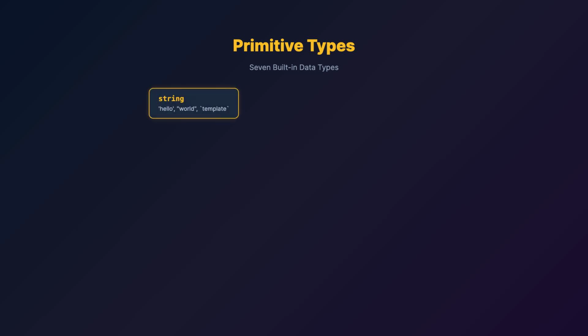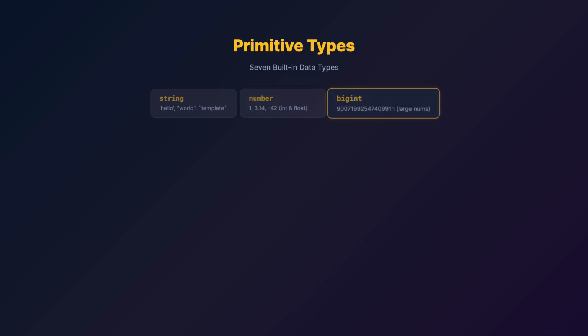JavaScript has 7 primitive types. String is text. Wrap it in single quotes, double quotes, or backticks. Strings are immutable. You can't change a character in place. Number handles both integers and decimals. JavaScript doesn't have separate int and float types. 1, 3.14, -42, they're all just number. Be careful with floating point. 0.1 plus 0.2 does not equal 0.3. It equals 0.30000000000000004. That's how floating point works in every language, not just JavaScript.